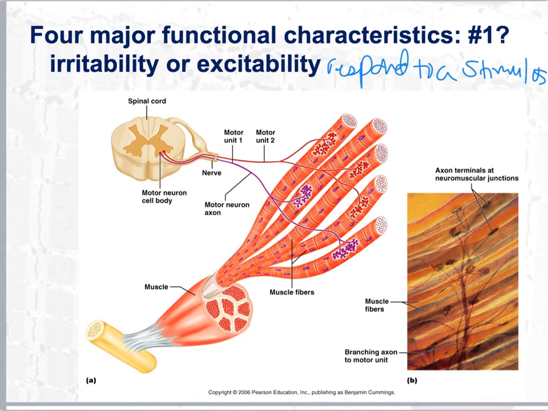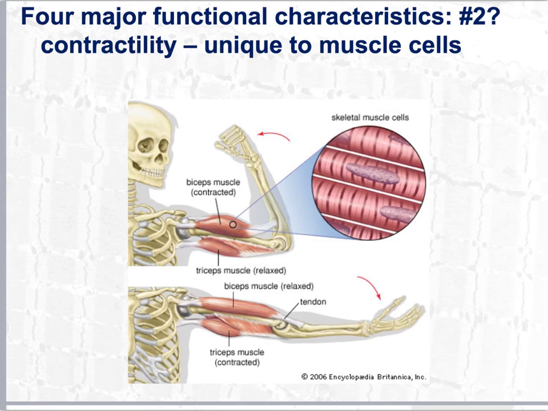the stimulus always comes from nerves, but the stimulus might come because you want to pick up a pencil or do something else. So the response to the stimulus is always contraction. Muscles will contract in response to a stimulus in order to perform one of those functions. So they're excitable. There's a stimulus.